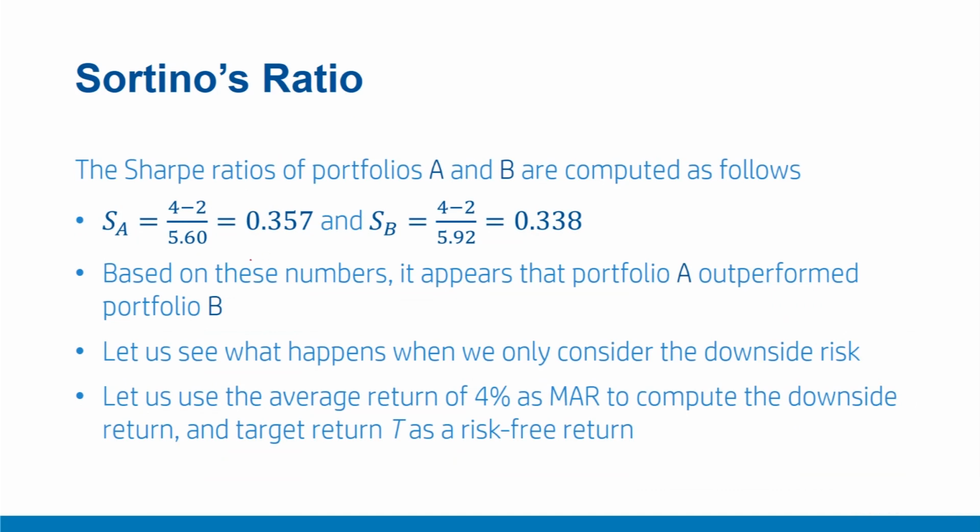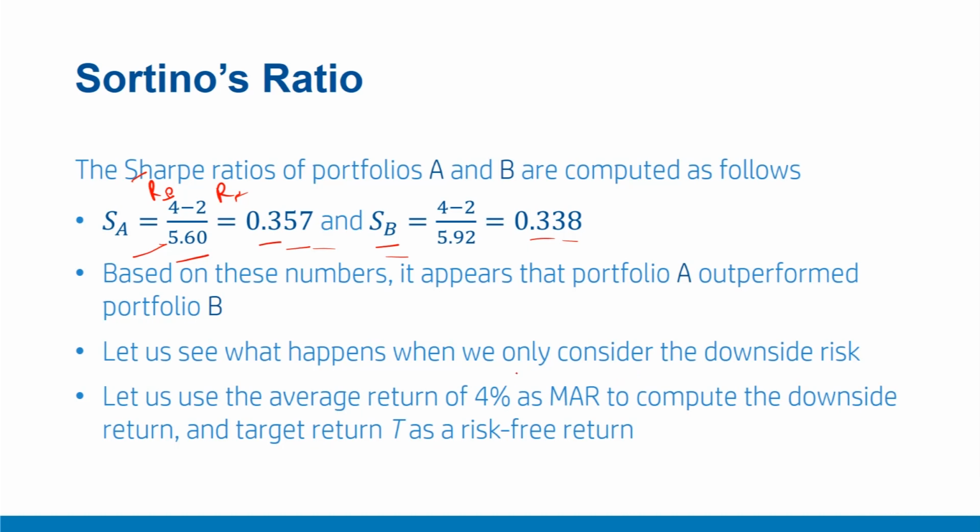Since we have RF, we have the average returns, RP bars, and their standard deviations, we can easily compute their Sharpe ratios as 0.357 for portfolio A and 0.338 for portfolio B. Based on these figures, it appears that portfolio A outperformed portfolio B. Let us see what happens when we only consider downside risk.